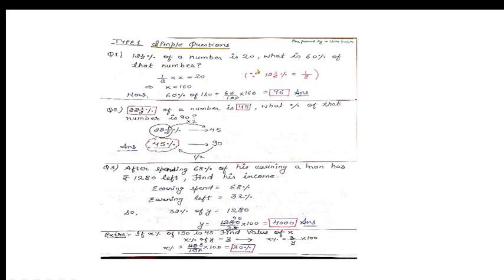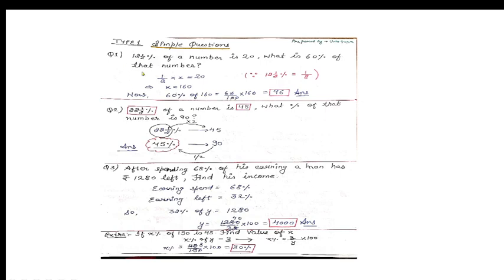12.5% of a number is 20. What is 60% of that number? If you remember from the previous chart that 12.5% is 1 by 8, so we can directly use 1 by 8 of a number, let it be x, and that is equal to 20. So when we solve it, we get the value x is equal to 160. Later on they asked what is 60% of that number. So 60% of that number means 60 by 100 into 160, and when we solve it, we get the value as 96.